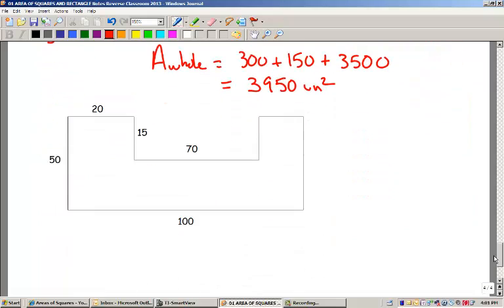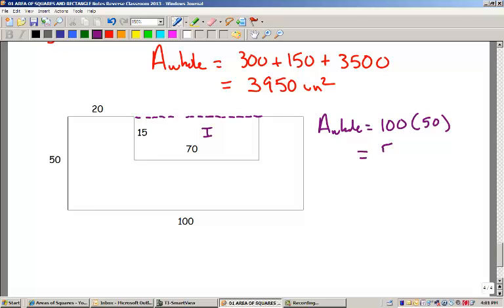Let's find another way. We're looking at the same figure, and this way is to create a whole piece first and then subtract away what's not really there. If I connect from this top to this top, I have created a big rectangle. The area of the whole piece can be found by 100 times 50, so that's 5,000. But this part of the picture does not really exist, so I need to subtract that away. The area of that piece is found by 15 times 70.